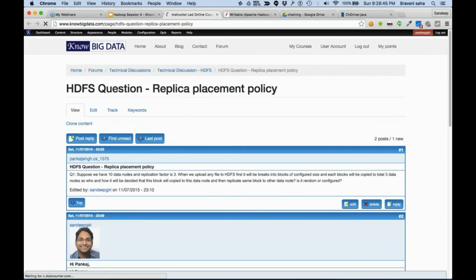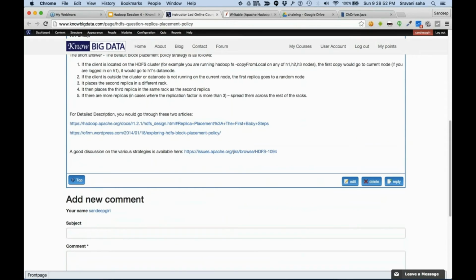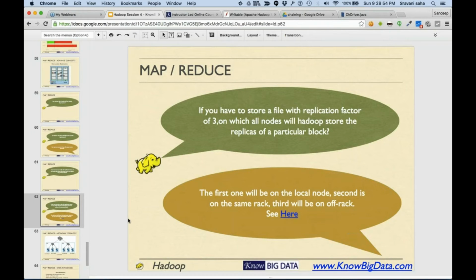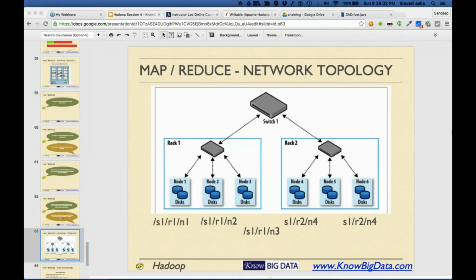It's called HDFS replica placement policy. This particular question comes under replica placement policy. Okay, you can take a look at that. All right.